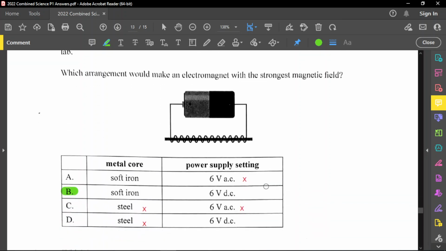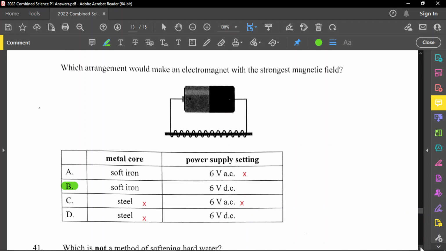So here, based on this, they ask us in terms of metal core and the power supply. It's a soft iron core, not a strong or hard one like steel. So steel will be out of it, and you need a direct current. So therefore you need a 6-volt DC, not AC. AC will not be good in producing an electromagnet. Again, to increase the strength of the magnet, you can have more turns, and you can also have a higher current, besides these two right here. All right, so let's jump into the next question real quick.